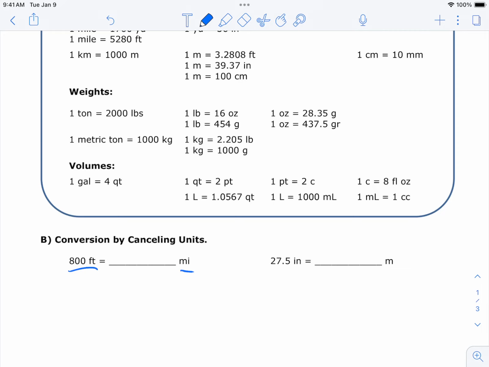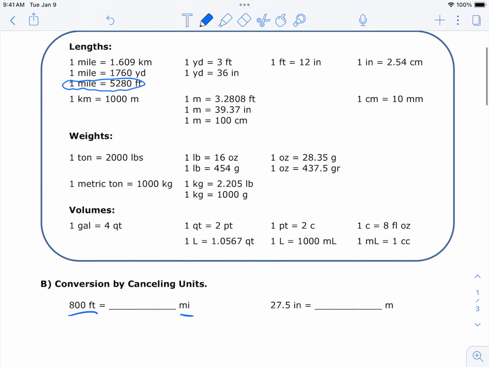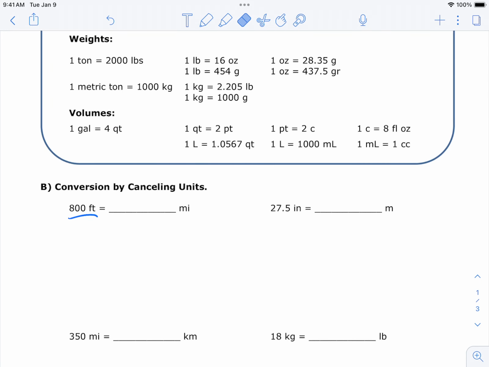Okay, cool. Let's look up here about feet and miles. You scan the table, and then you say, oh, there's a nice fact right there. 1 mile is 5280 feet. Hold on to that thought. 1 mile is 5280 feet. Okay, here's what you do. You take the 800 feet, write it down, and put it over a 1.